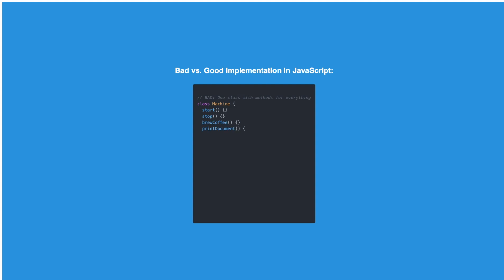If all you want is to start and stop a machine, having brew coffee and print document cluttering your code is overkill. By splitting them into engine, coffee maker, and printer, each client only imports the methods it needs. That makes your code more flexible and less confusing.